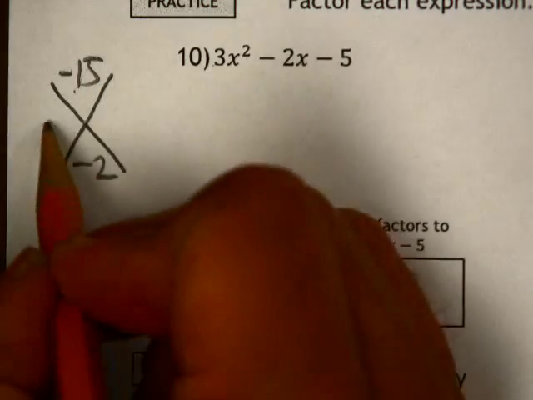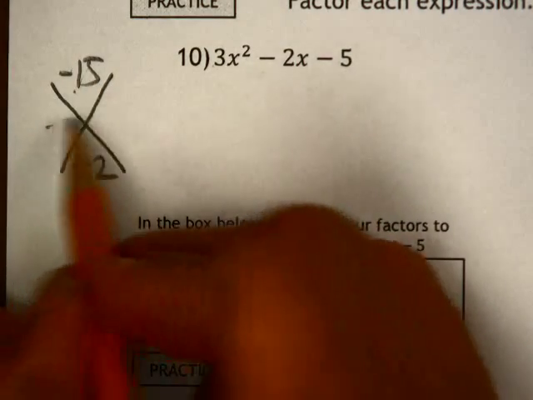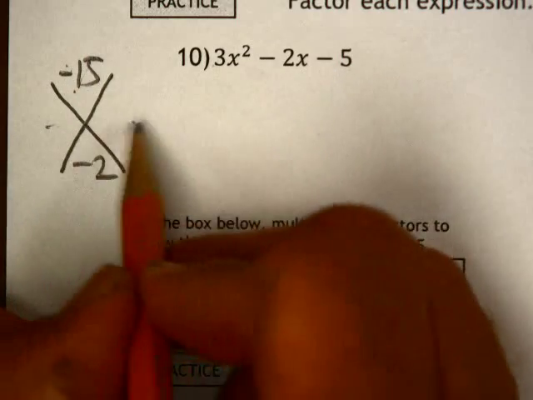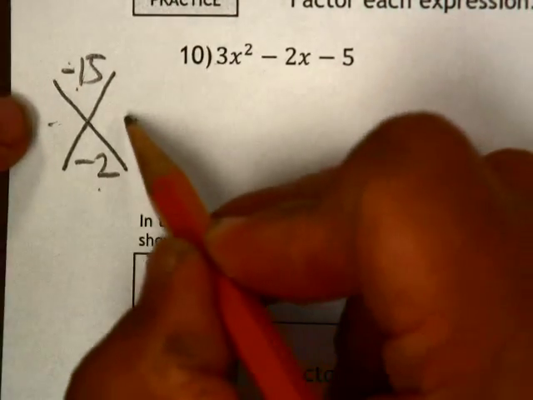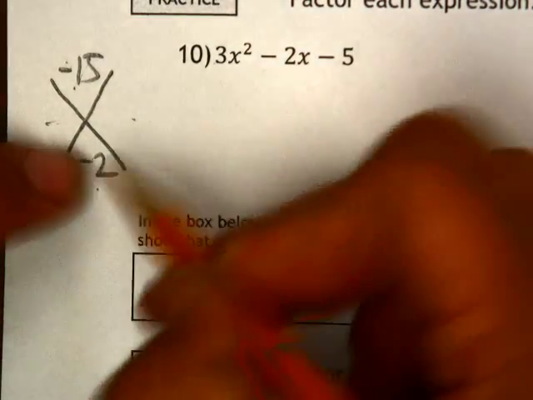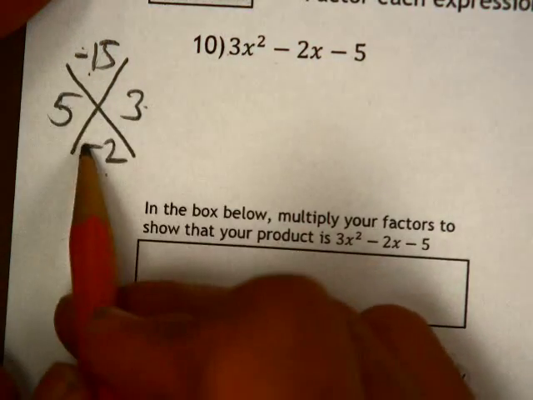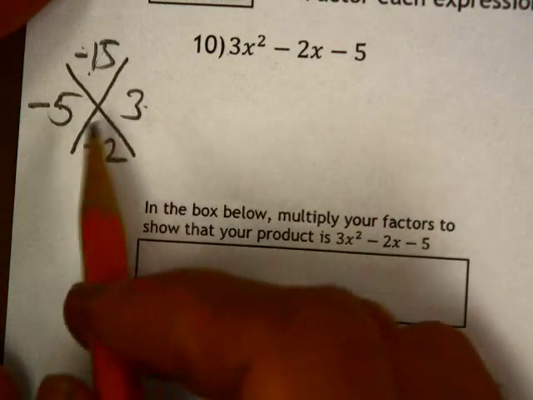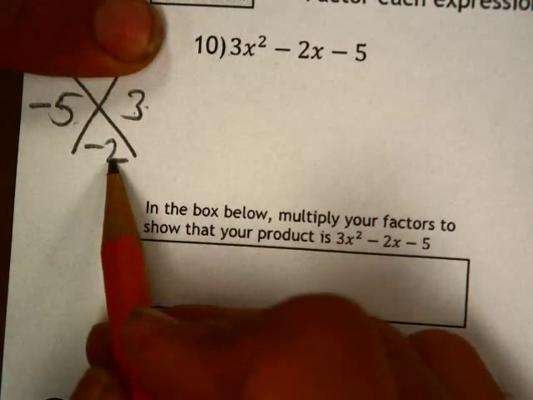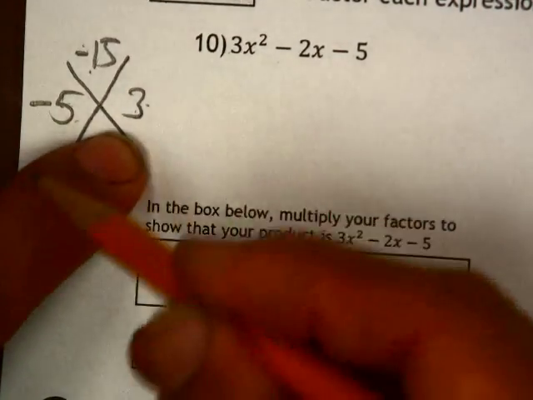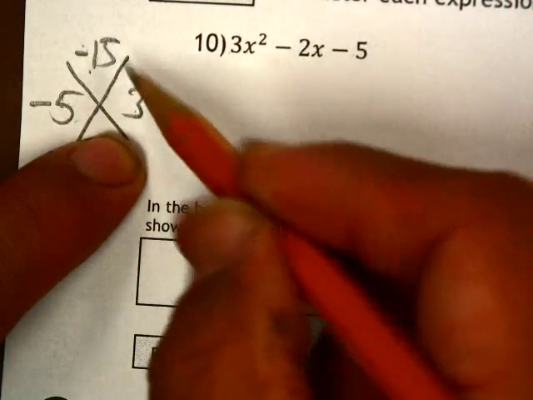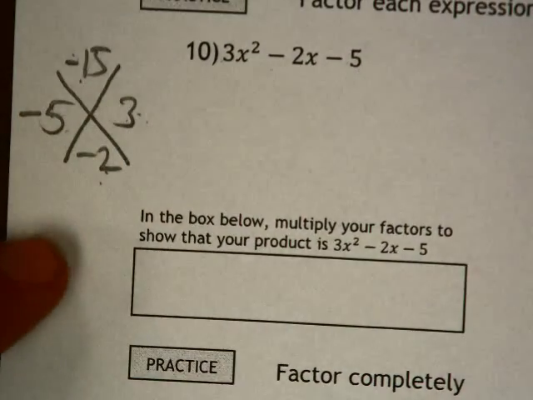So then we figure out the rest of this diamond thing. This times this has to be that, and when you add it together, it has to give you this. So multiplied, adding. A 5 and a 3, and then I have to figure out the signs. Negative 5 plus 3 gives me negative 2. Negative 5 times 3 gives me negative 15.